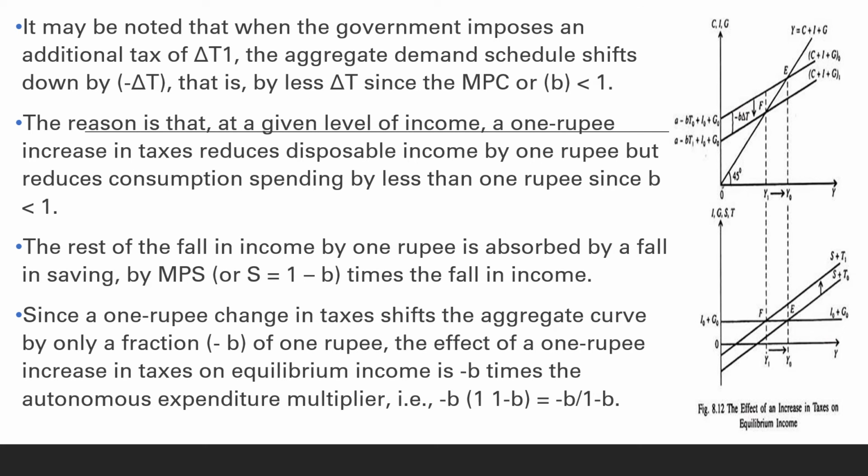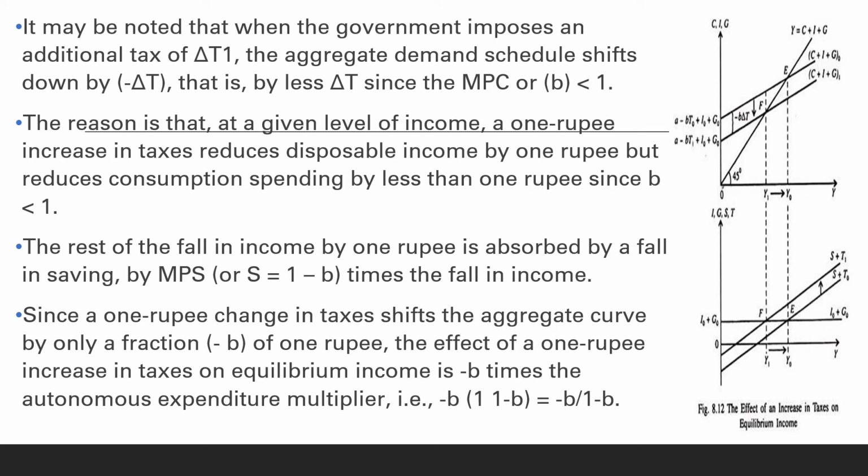It may be noted that when the government imposes an additional tax of delta T, the aggregate demand schedule will shift down because the expenditure has been coming down as a result of the fall in income. This is up to the extent of minus B delta T, that is by less than delta T, since the MPC or B is less than 1. MPC is a value which lies between 0 and 1. You have to understand that MPC always lies between 0 and 1.